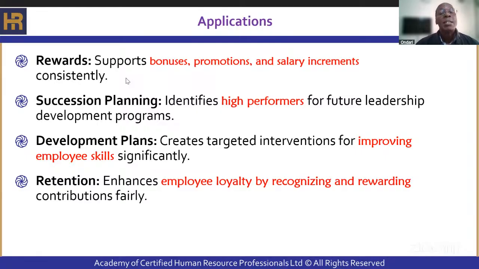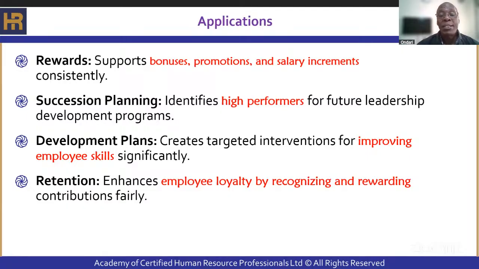And then another area of application is succession planning. When we are preparing employees to occupy senior positions, we prepare succession plans, and therefore we identify high performers. These high performers, as I've indicated, are those who produce results in terms of revenues, in terms of customer satisfaction, in terms of profits. And we identify them for future positions.